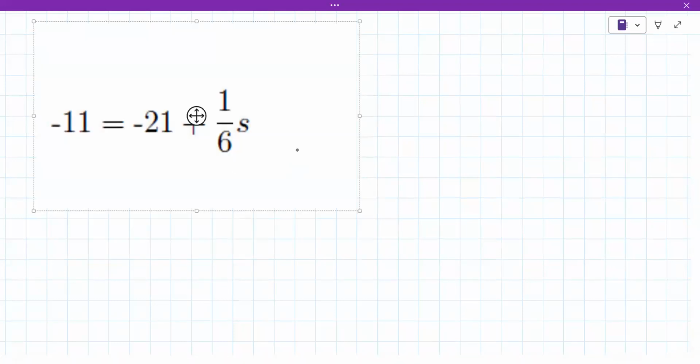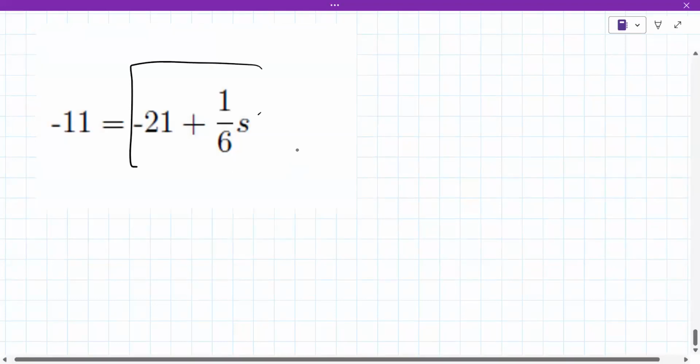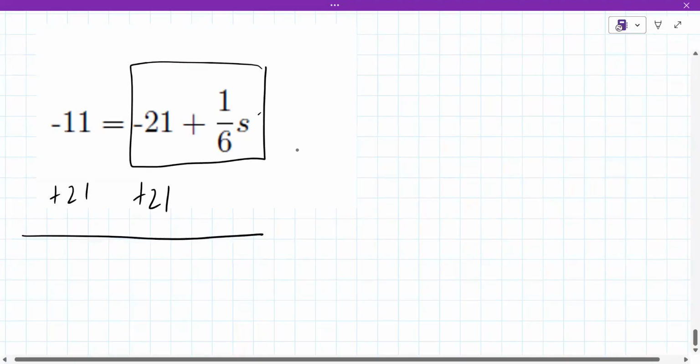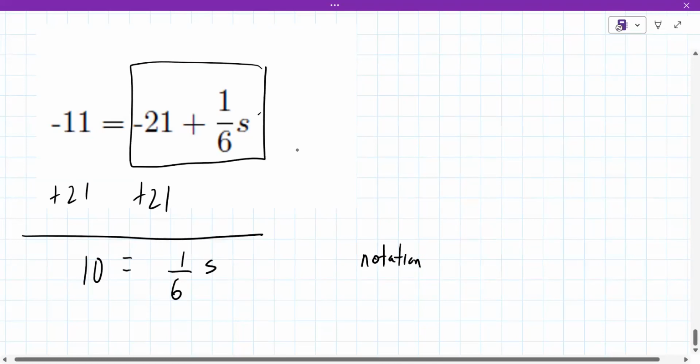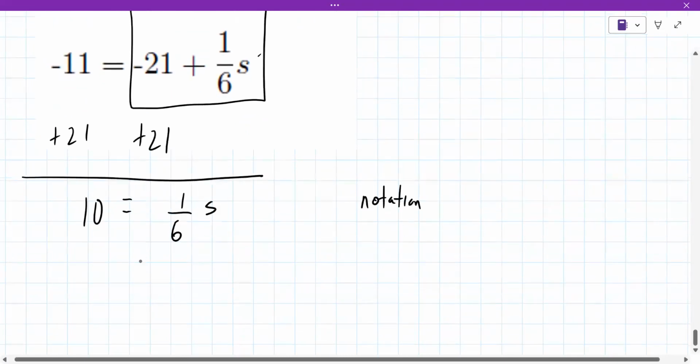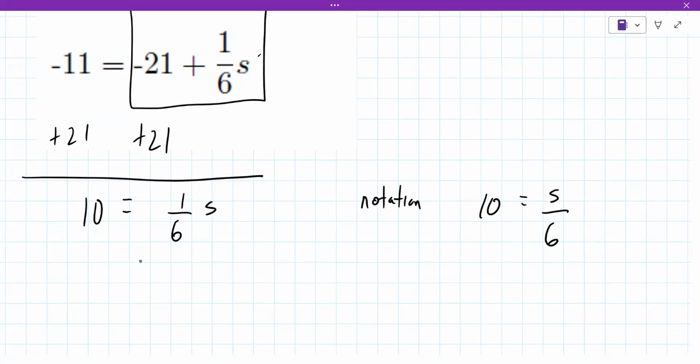But this is still an add then multiply problem. You look at the side with the variable, you say, okay, I'm going to add 21 to both sides, add 21. 10 equals 1/6 times s. So this is just notation. It's just a different way to present this. What I mean by that is this thing on the left is the same as 10 equals s divided by 6 on the right. These are exactly the same. They're solved exactly the same. You can just write things two different ways.